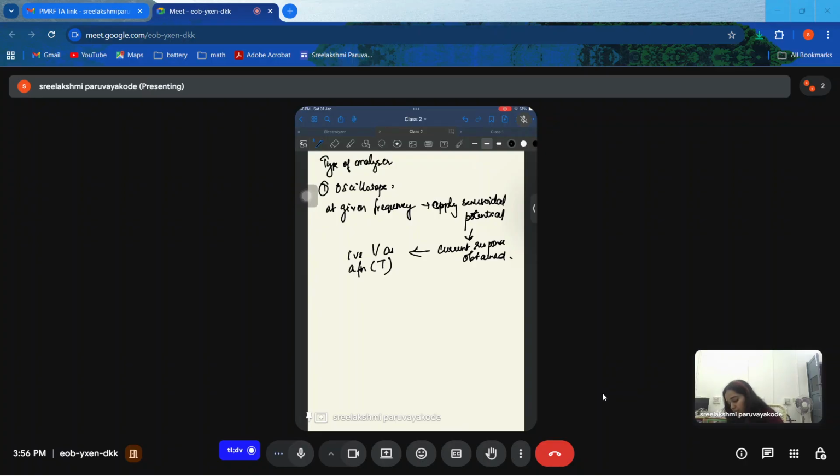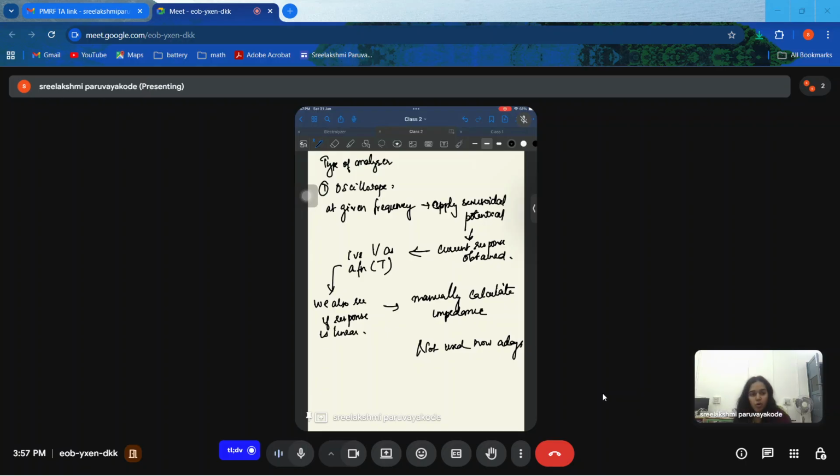Now this also helps us to understand if the response is linear. Then, based on this data, there's a point around which the potential and time are measured. We take a printout and then we manually calculate the impedance. This method is not used nowadays. Okay, so this is about the oscilloscope.